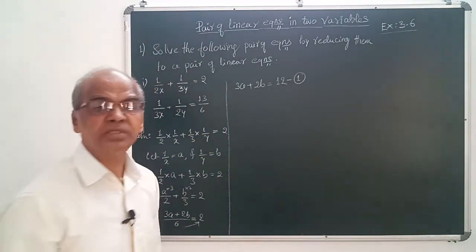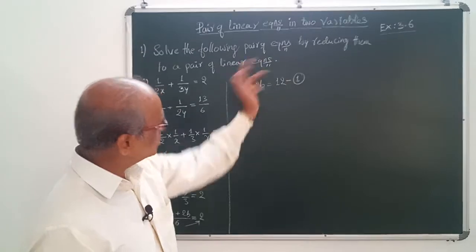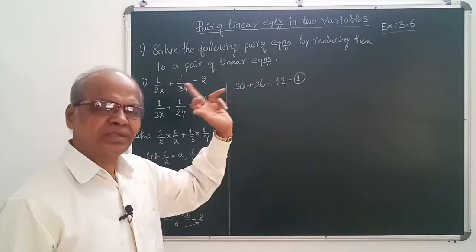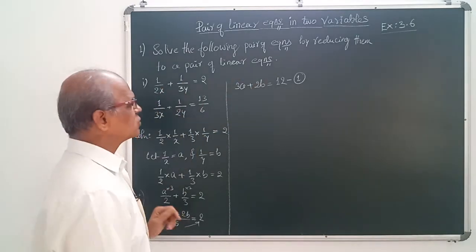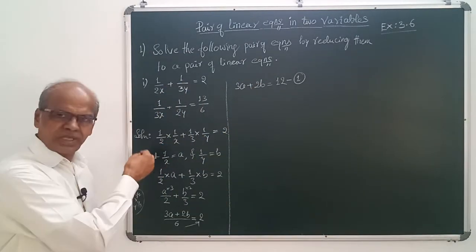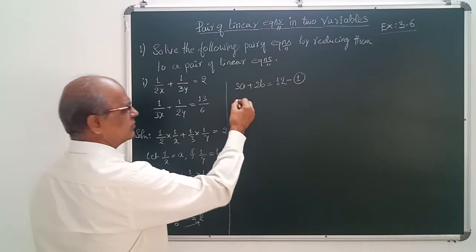That means which is in the general form, right? You have to write this 12 as minus 12, that is actually the general form. But let it be in this form only. Now similarly we have to reduce even the second equation. How to reduce even this?